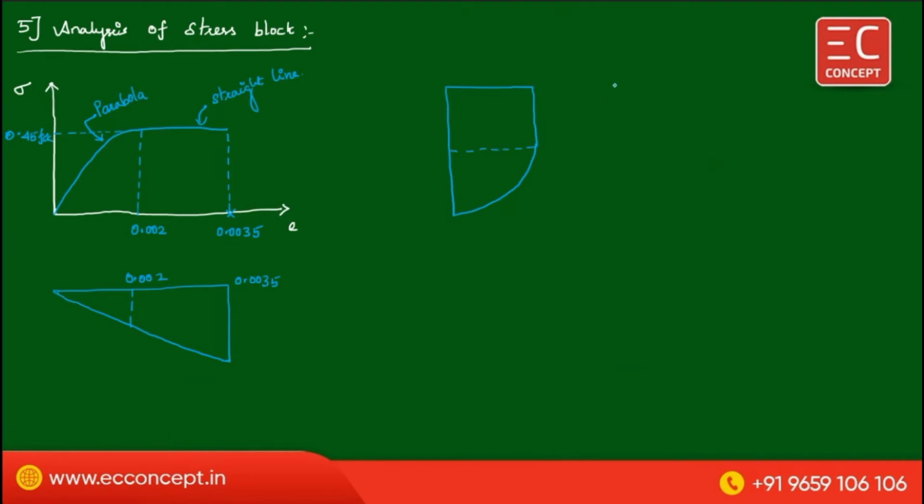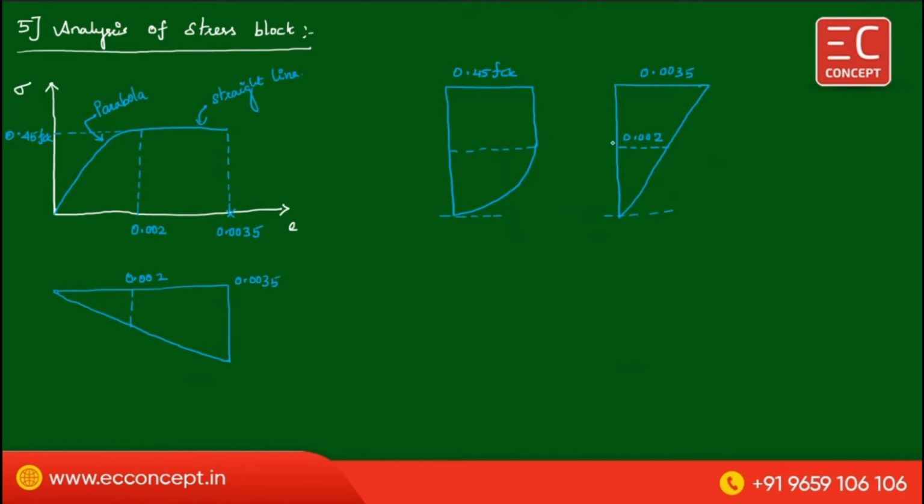Corresponding to strain now, we know the strain varies linearly, since plane sections remain plane before and after loading. What is the meaning? The strain diagram is linear. What is the maximum value? 0.0035. And corresponding to the ending of this straight line portion, we will take this as 0.002. What is the stress value? 0.45 fck. Yes or no? The stress value corresponding to the strain of 0.0035. Okay.